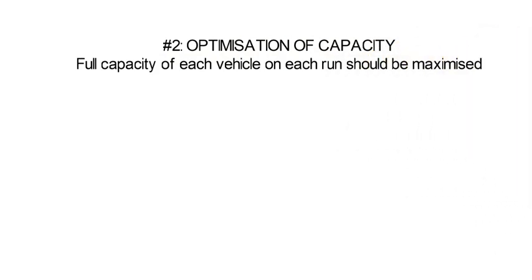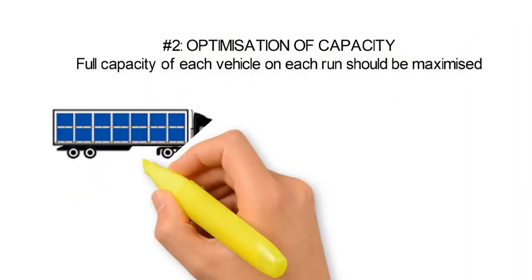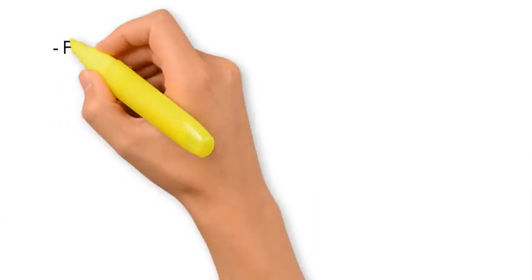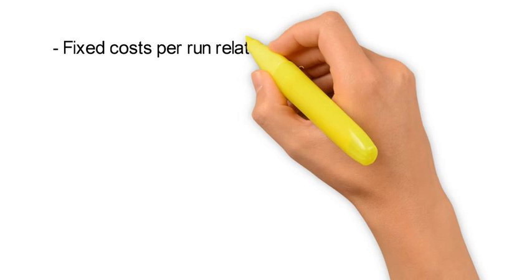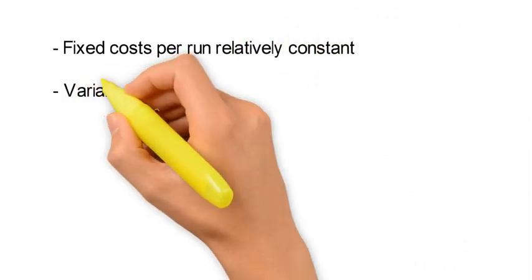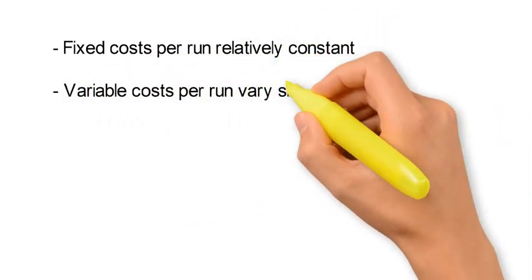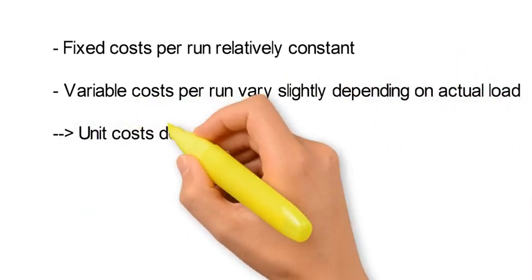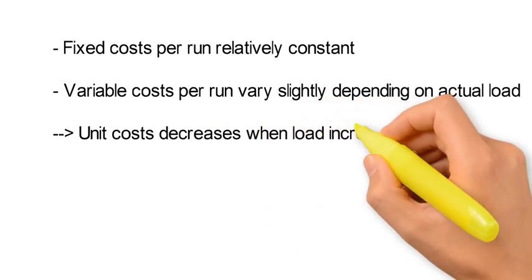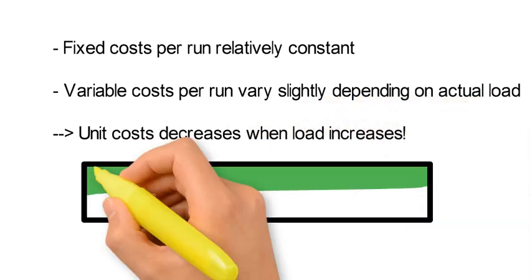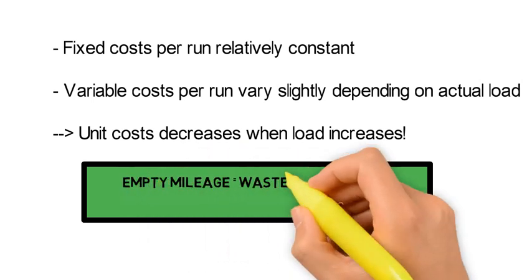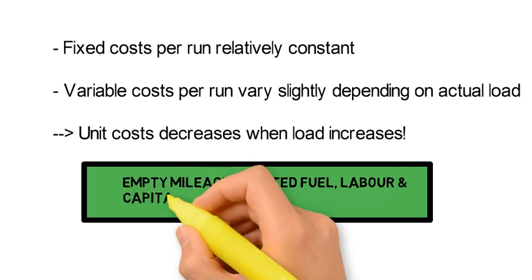Rule number 2 talks about optimization of capacity. Ideally, of course, the full capacity of each vehicle on each run should always be fully maximized. Why is this so? The fixed costs of running a truck are relatively constant. Example, licenses, road tax, labor costs, etc. The variable costs vary slightly depending on the actual load. Example, fuel, servicing, loading, unloading. As such, unit cost decreases when load increases. Thus, empty mileage translates into wasted fuel, labor, capital costs, and potential revenue.